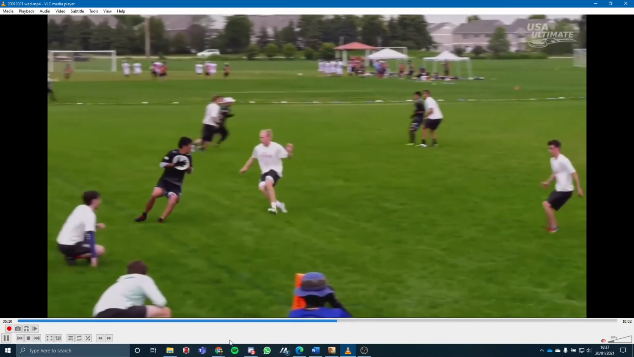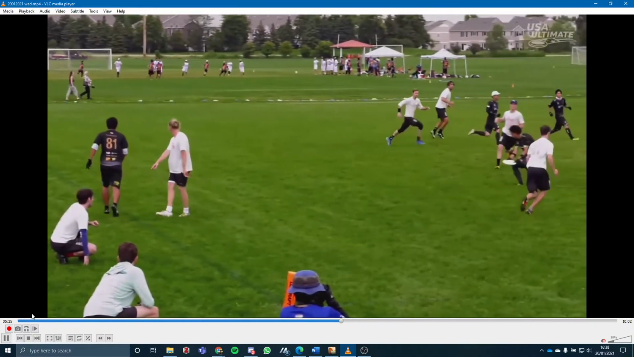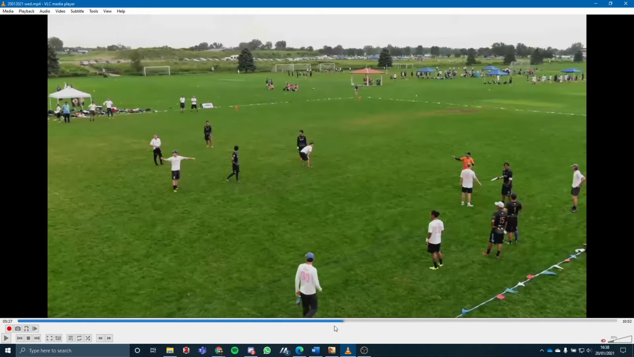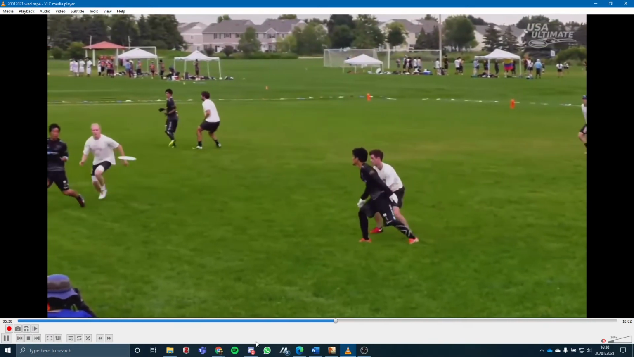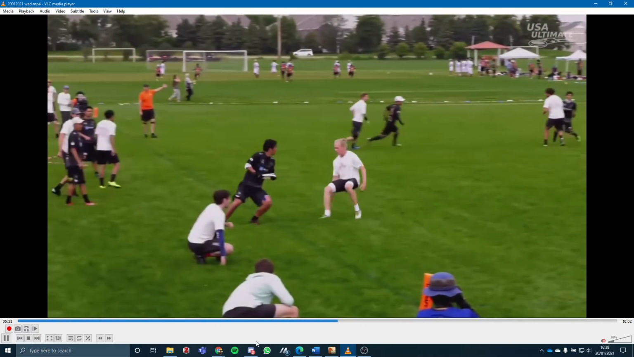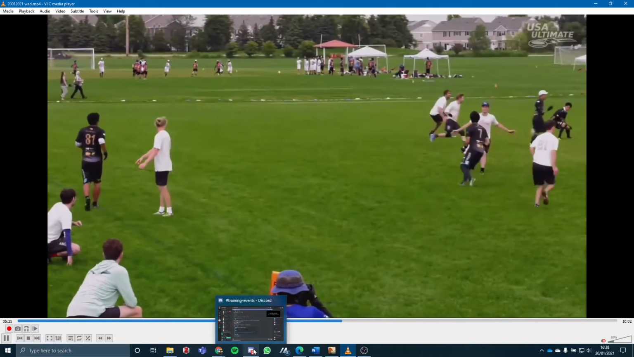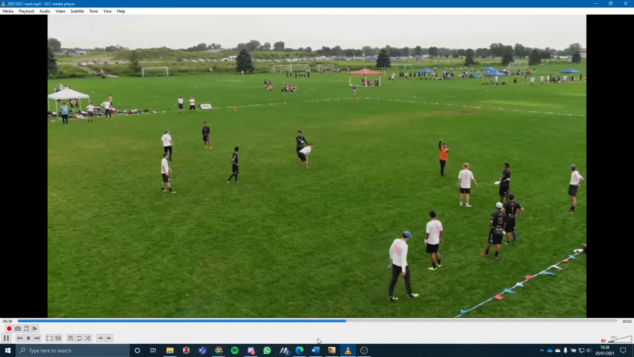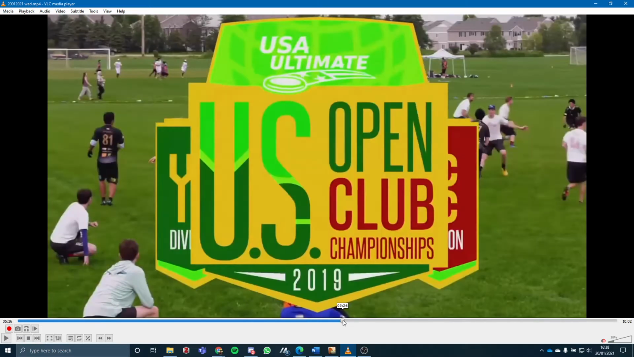So, travel again. Can anybody see why a travel has been called here? So if we play that little replay again, anybody know why travel was called? Yeah, so Paddy is indeed correct. The disc is thrown from off pitch.